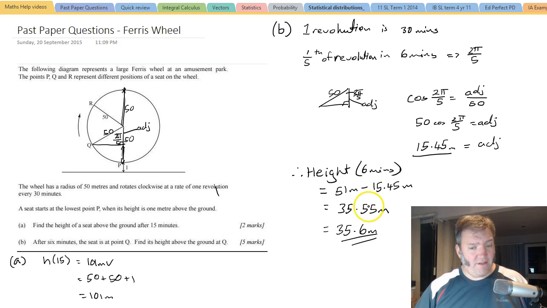Now, I don't know why they said 35.5 in their mark scheme, because 15.45, well, I guess if they used 15.5 there, if they rounded to 3 significant figures there, then they would have got it. But you shouldn't be rounding your partway answers. You should only round your final answer. So 35.6 should be what you have for that one. Remember those significant figures. I should remember them too. All right. See you guys.